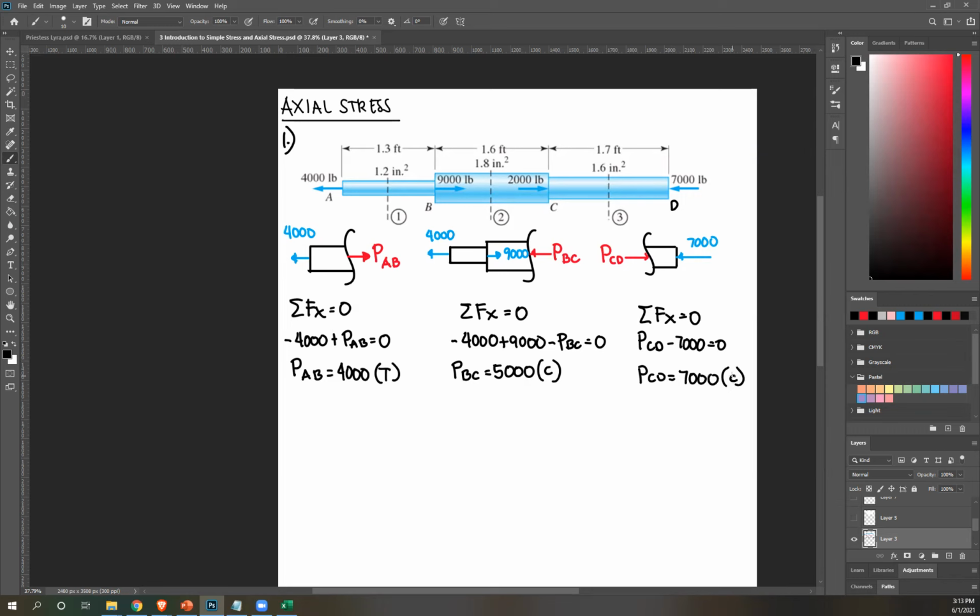Okay, now I have my forces. I can solve for sigma. Sigma AB is just PAB over cross-sectional area AB. Sub in your values, PAB is 4,000. And to get area AB, look at our given. Our area for this segment is 1.2 inch squared. So this is 4,000 over 1.2. Please solve. What's the answer?